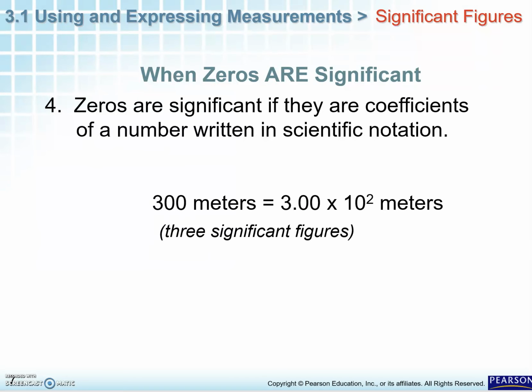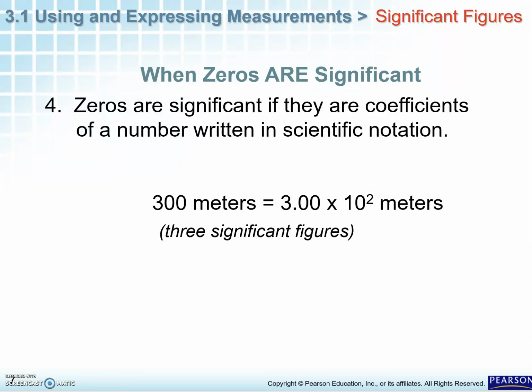Rule 4 for when zeros are significant is when they are used as coefficients written in scientific notation. We've already learned how to write in scientific notation. If you were to write 300 meters in scientific notation, you'd take your decimal point, starting on the right, and move it to the left 2 times to create the number 3 times 10 to the second meters.